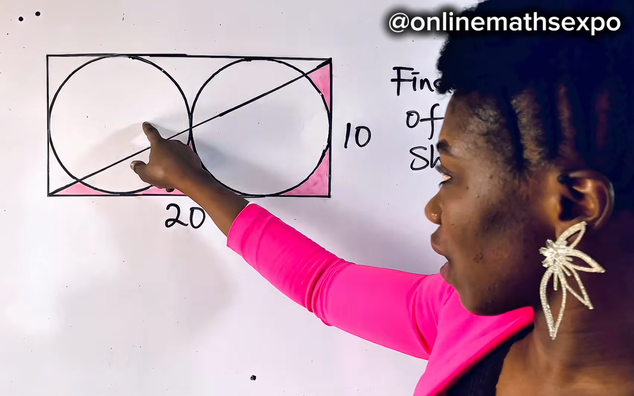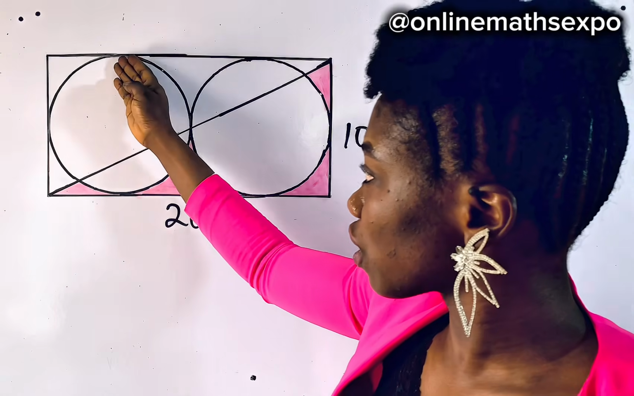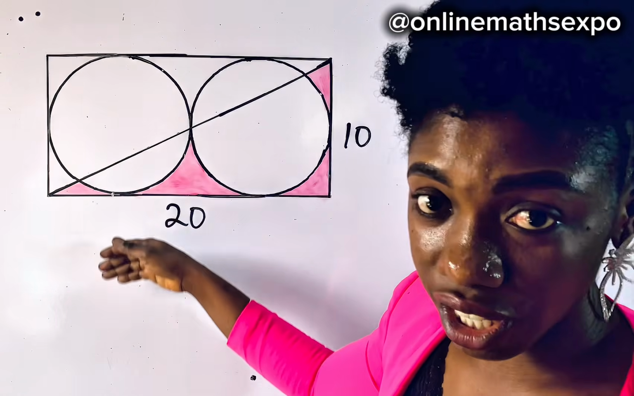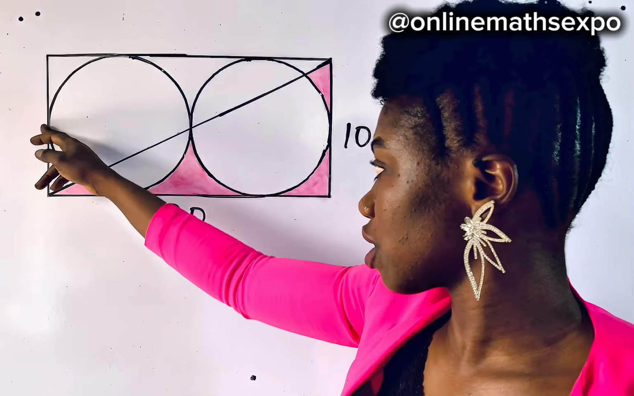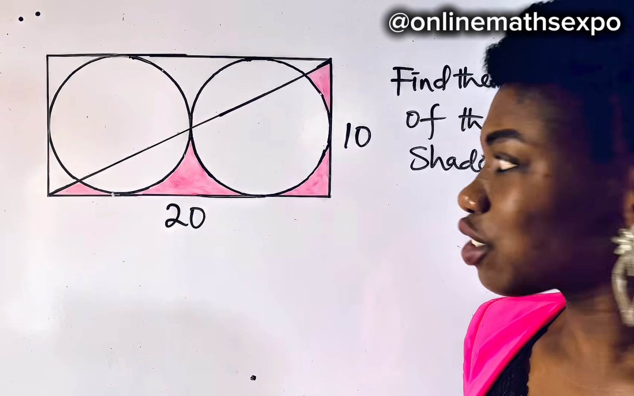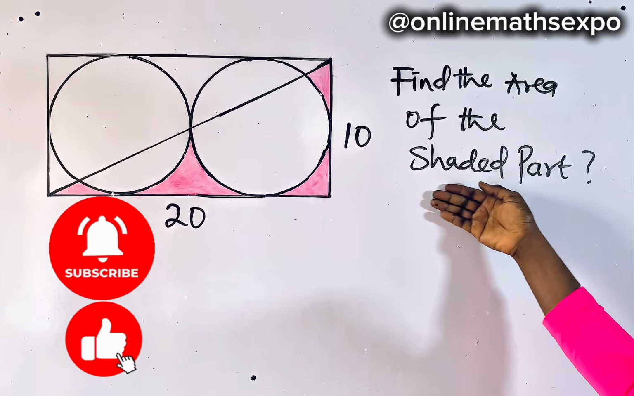You notice that these two identical circles are touching each other at this point, and the circumferences are also touching the sides of the rectangle. It touches it at this, and for this it touches at these 3 points. And we are told to find the area of the shaded part.